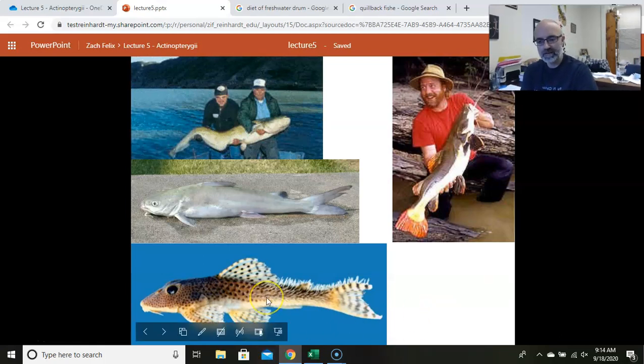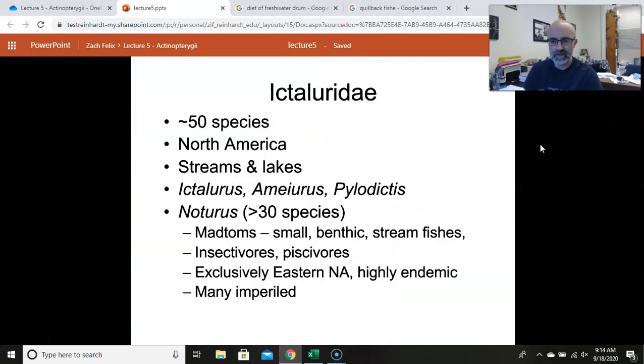Armored catfish down here on the bottom. This is some of the group that Keith has studied. There are some very large catfishes in Europe and very large catfishes in Asia. The family that we have around here, Ictaluridae, includes all the catfish, bullheads. Here's those Noturus, our little madtoms, those small benthic stream fishes.